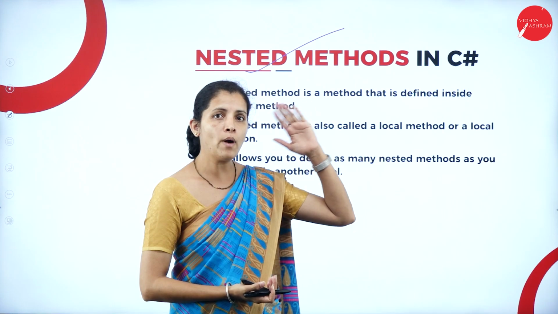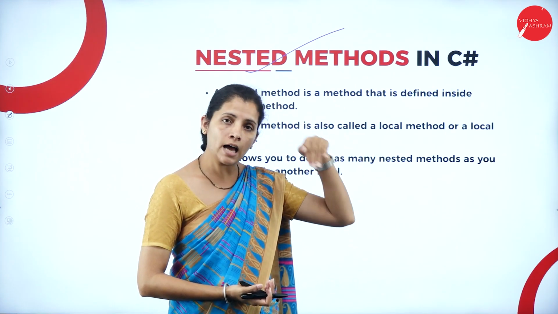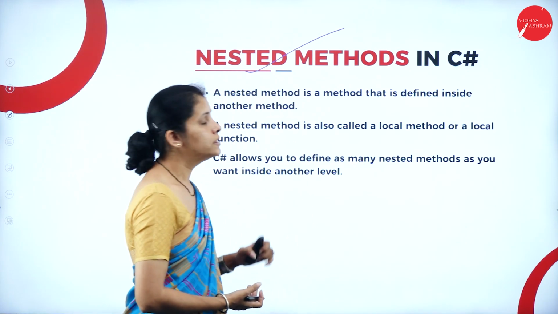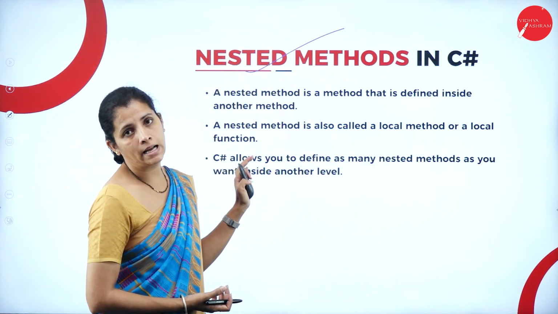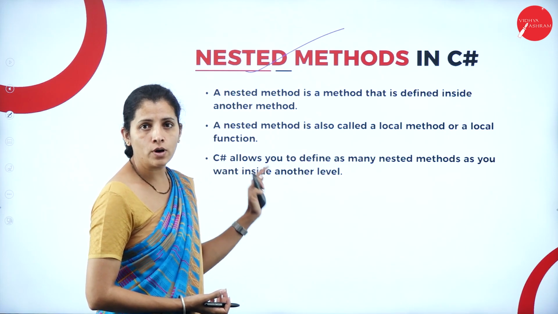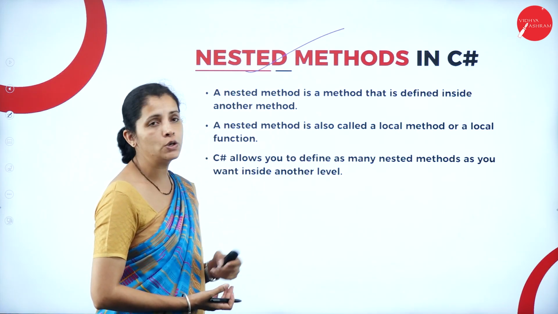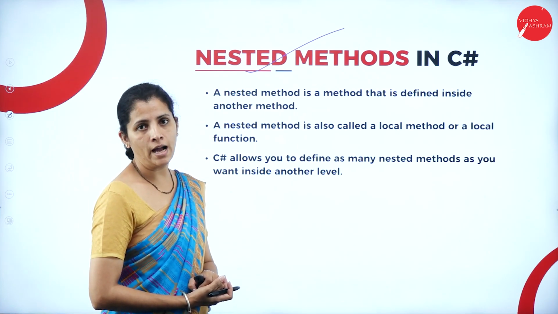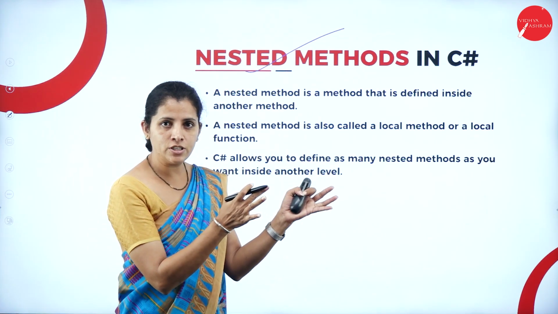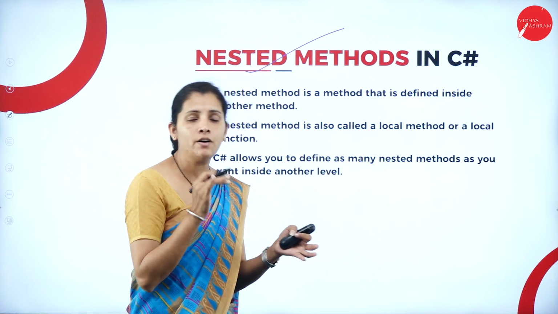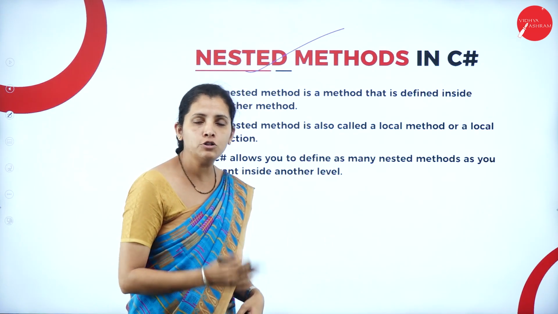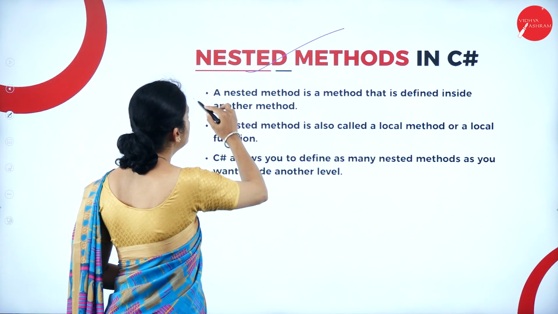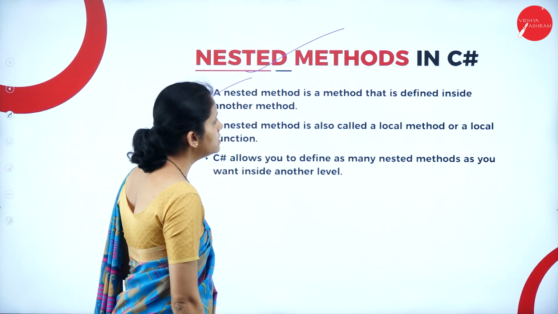Think that I have one method and inside that I'm going to write another method. Now, dear student, if I consider C# programming, the actual execution of the program is going to start from the main function. Inside the main function, if I write another function, then it's also called a nested function. So, a nested method is a method.